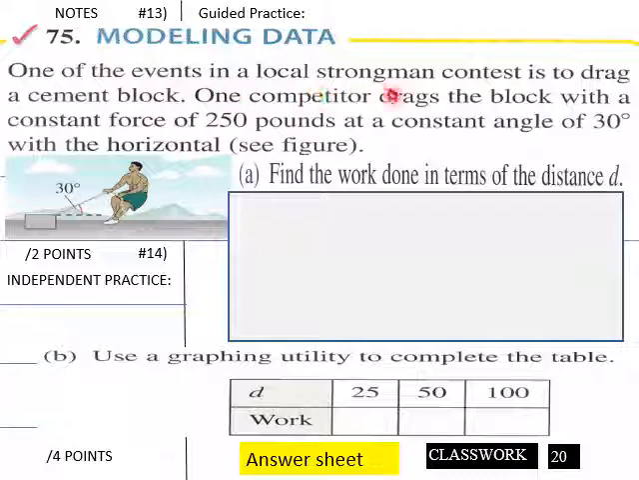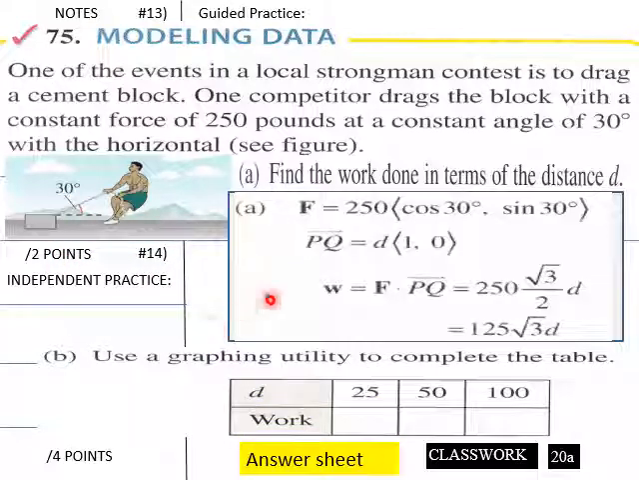One of the events in the local strongman contest is to drag a cement block. We have a 30-degree angle here. One competitor drags a block with a constant force of 250 pounds at a constant angle of 30 degrees with a horizontal. Here's our horizontal, here's our 30 degrees. Find the work done in terms of distance d. To find the amount of work, we have F equals 250 pounds times cosine 30, sine 30. And our vector PQ equals d times (1, 0).